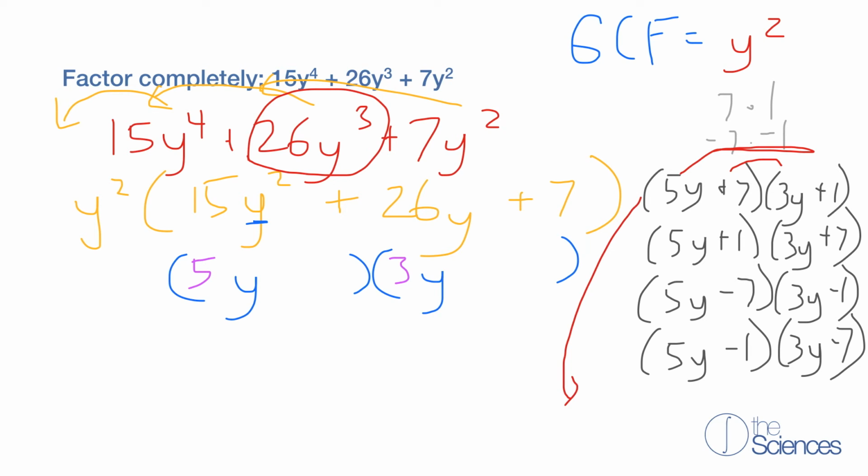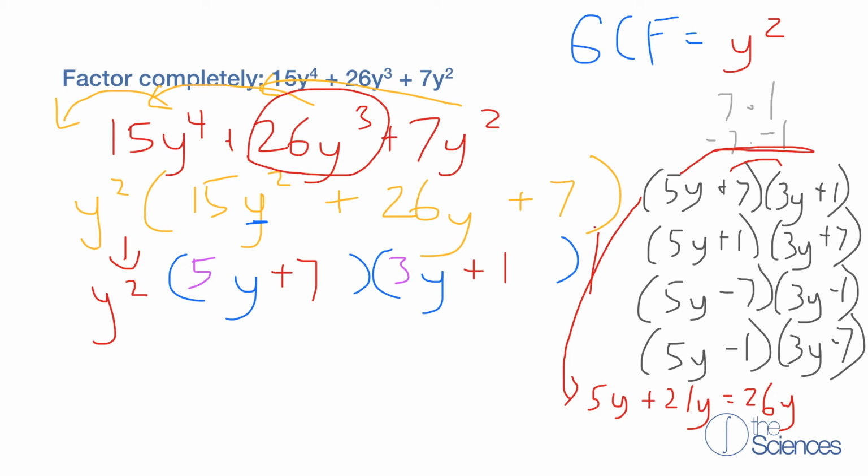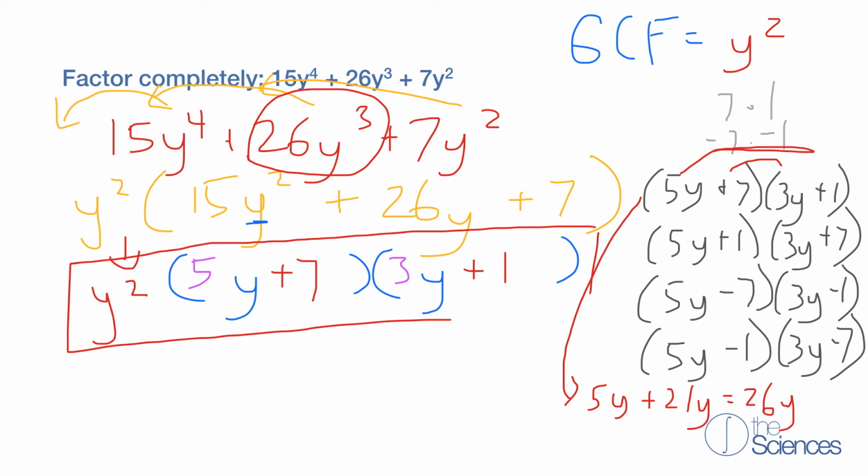So when we do that, we get 5y plus 21y equals 26y. So 7 and 1 are our multiples, so we can write that in here, 7 and 1. So we're going to bring down our y squared, and here's our answer: y squared times 5y plus 7 times 3y plus 1.